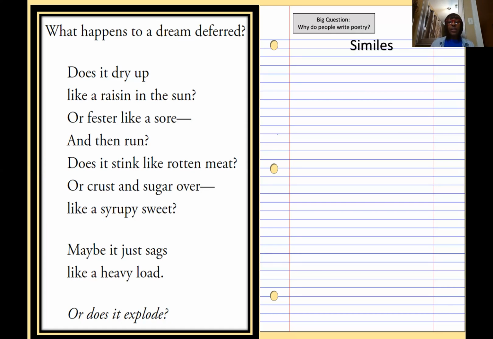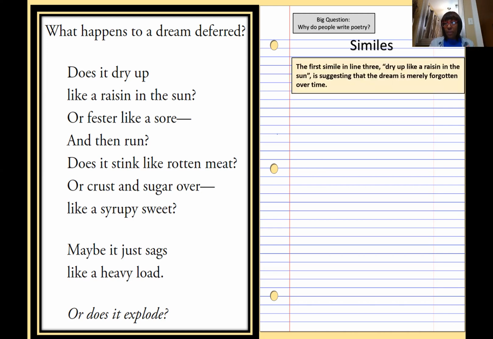And yesterday I asked you guys to identify all the similes for the poem Harlem, but also write what it means. So I definitely want to spend this time right now going over the different similes. We had 5 similes for the poem Harlem. The first simile, we talked about this yesterday, is in line 3.